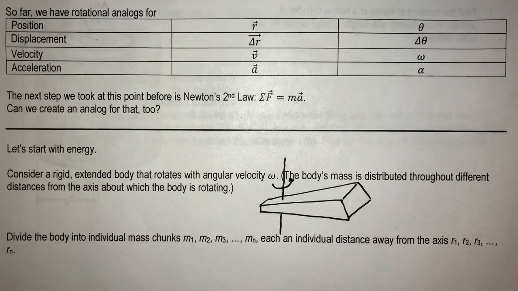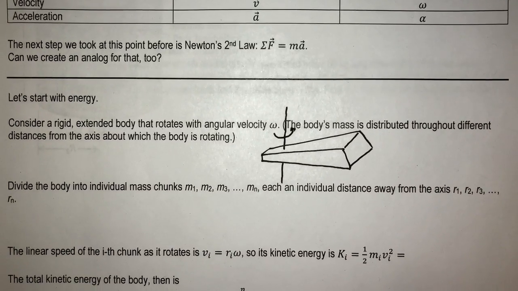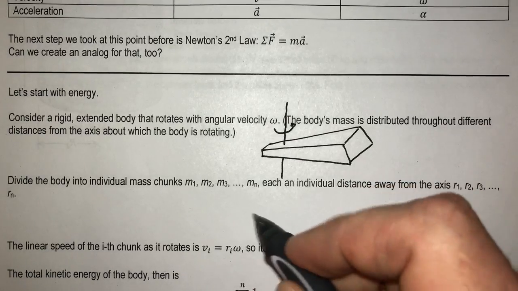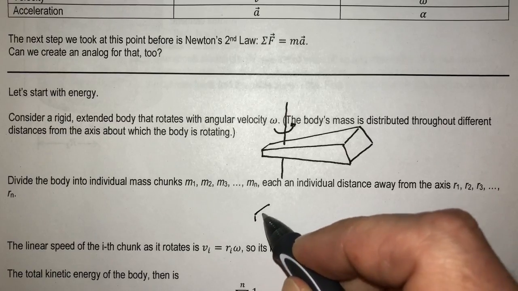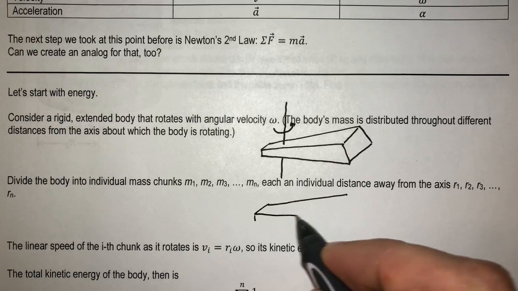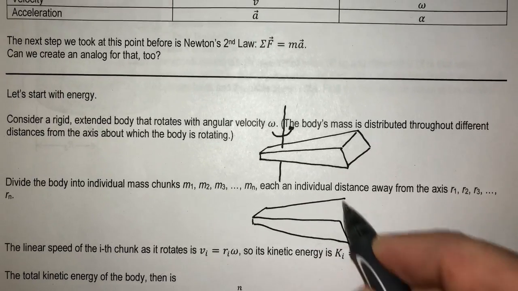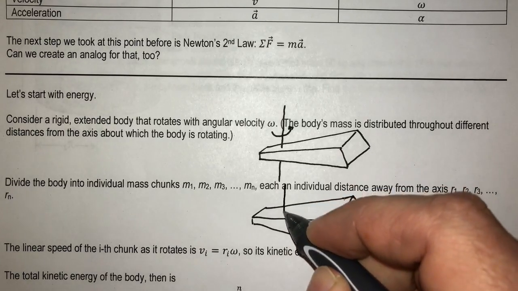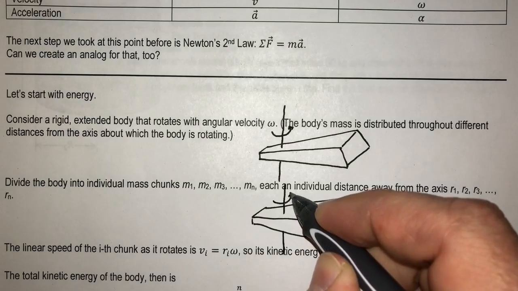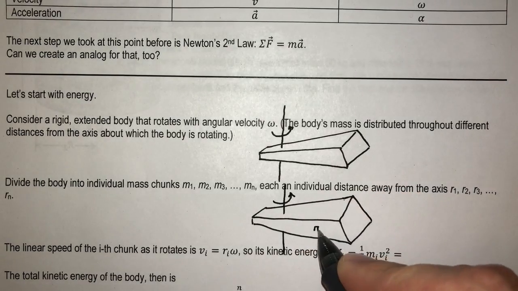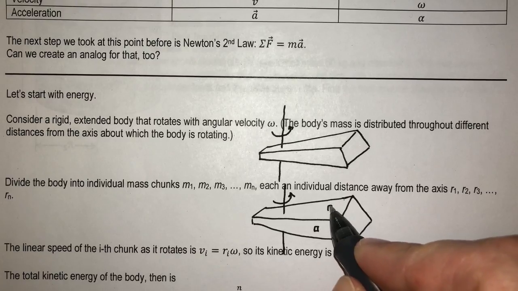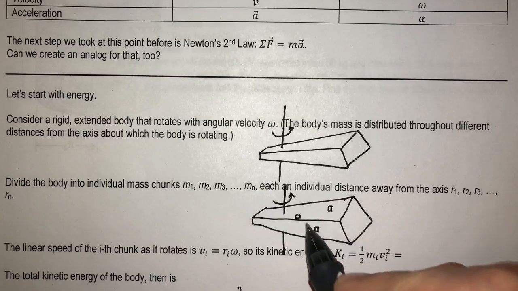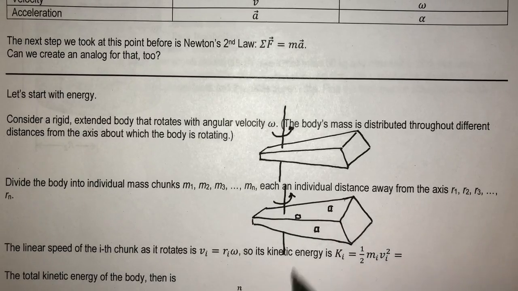Divide the body into individual mass chunks, m1, m2, m3, all the way up to m sub n. All right, fine. So I'm going to try to redraw the object, and redraw that axis. And then I'm going to consider individual little chunks, little cubes of mass, and they're really all through the thing. So there's n of them, n is some super large number.